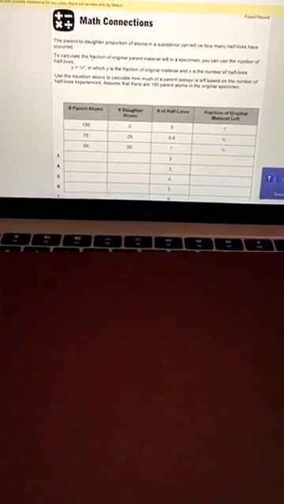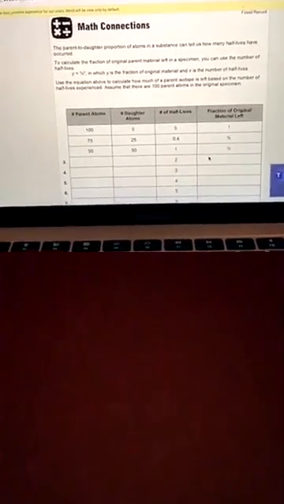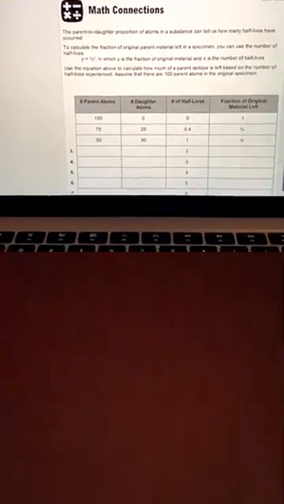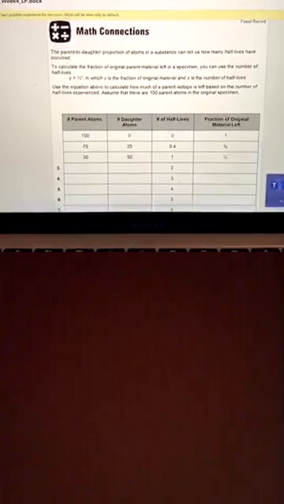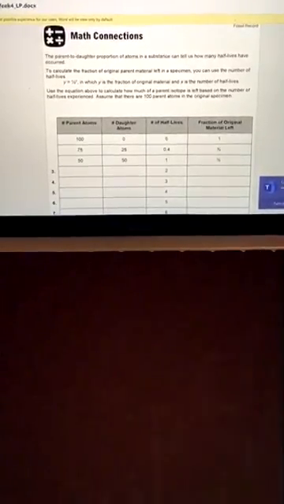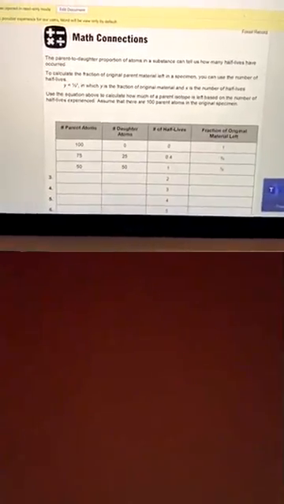Okay. So I'm going to read the directions, and then I'm going to ask you to explain how you solve this last column and give us the answers, and I'll fill it in. It says the parent to daughter proportion of atoms in a substance can tell us how many half-lives have occurred. To calculate the fraction of original parent material left in a specimen, you can use the number of half-lives. y equals 1/2 raised to the x power, in which y is the fraction of original material and x is the number of half-lives. So again, y equals 1/2 to the x power, in which y is the fraction of original material. That's this column right here. And x is the number of half-lives, this column right here.